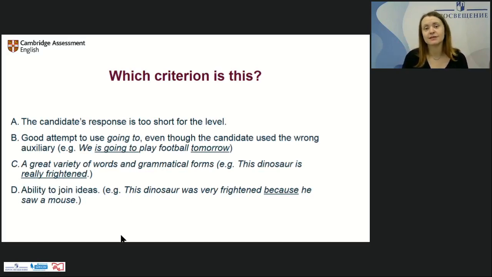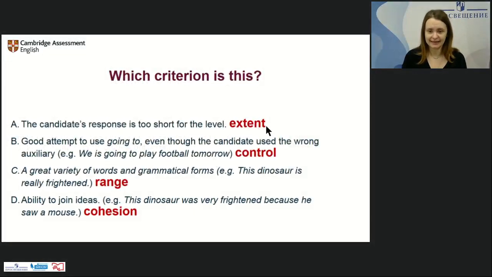So let's have a look at what criterion is A. So it's for extent, which means that it's about how long the statement is. And for example, if we speak about starters, again, a one-word answer in most cases is appropriate. If we speak about flyers, totally inappropriate. They are supposed to give longer answers.